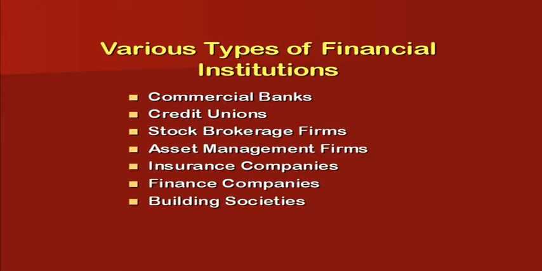Now, let us study the various types of financial institutions. First, we are going to cover the financial and then the non-banking or the non-financial institutions. First is the commercial banks, the credit unions, the stock brokerage firms, the asset management firms, the insurance companies, the finance companies and the building societies. So, these are the various forms of organizations who are dealing with finances and are looking to the credit requirement of the society. We are going to study each institution in detail and find out their role and functions.